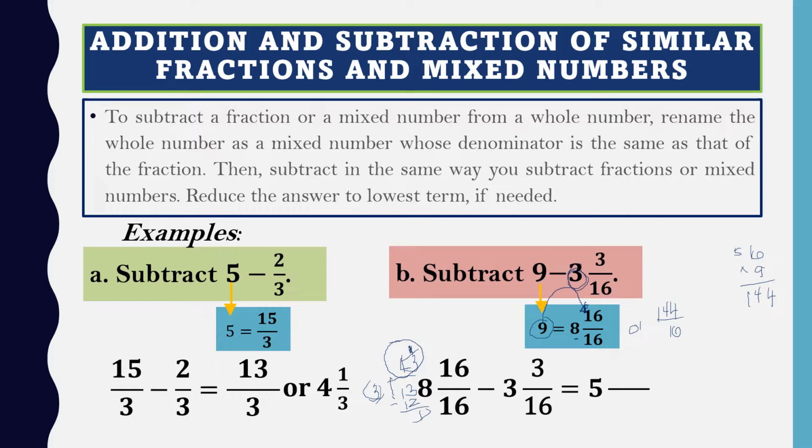So we already have there the difference, which is 5. 8 minus 3 is equal to 5, and then our common denominator is 16, so that will be the denominator, and then 16 minus 3 is 13 over 16. Since we cannot simplify further, that is the final answer, 5 and 13 over 16.